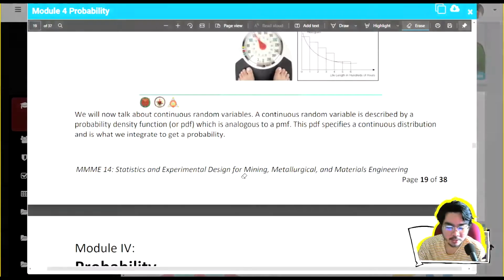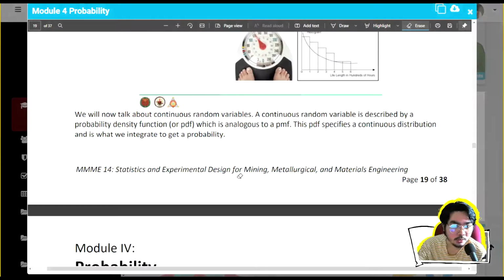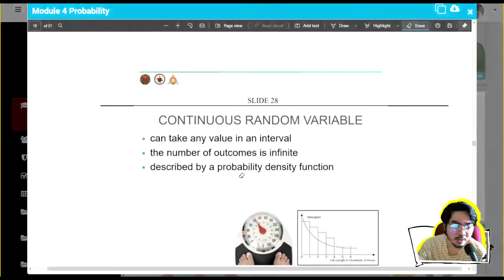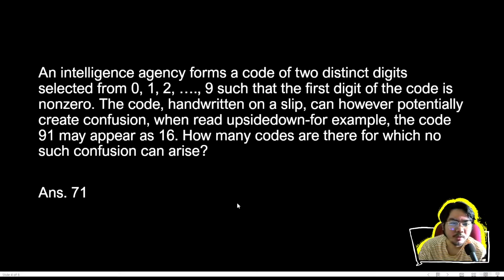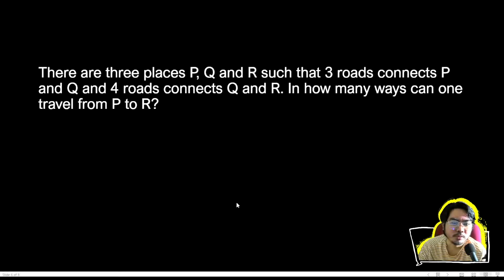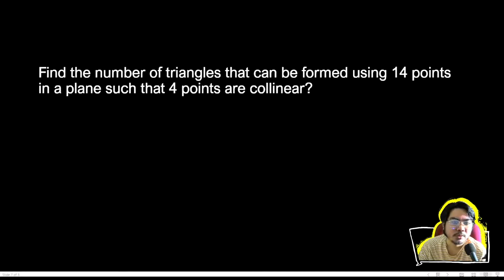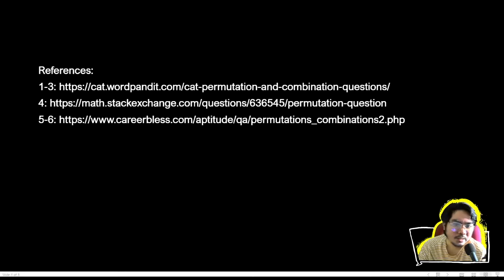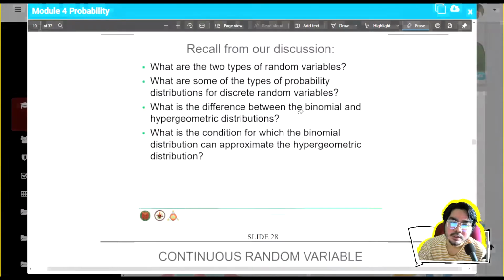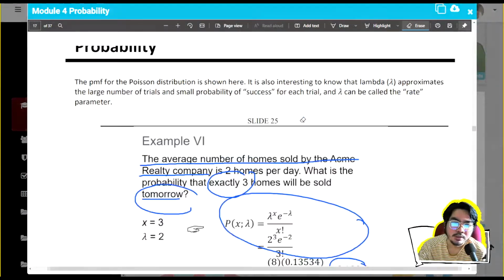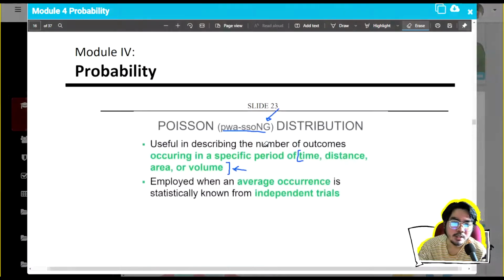Let's proceed to continuous probability random variables, and we will also be proceeding with continuous probability distributions. But I want to do one problem. Maybe we can do one problem. Wait. It's all about permutations and combinations so far. We don't have one yet for Poisson and hypergeometric.